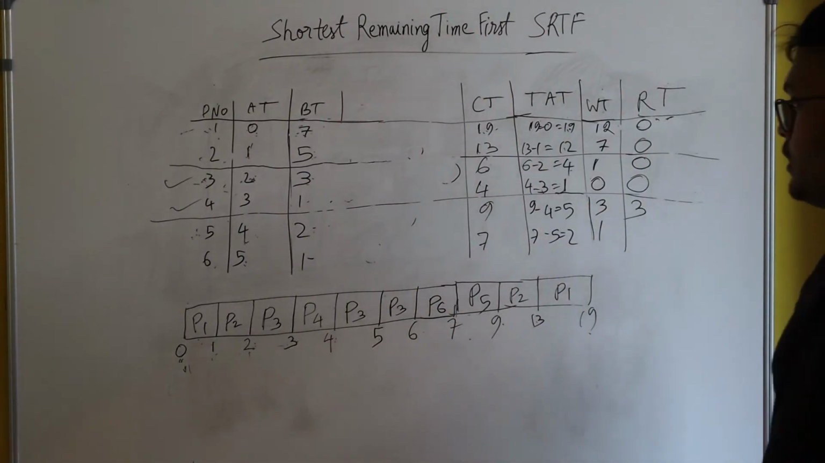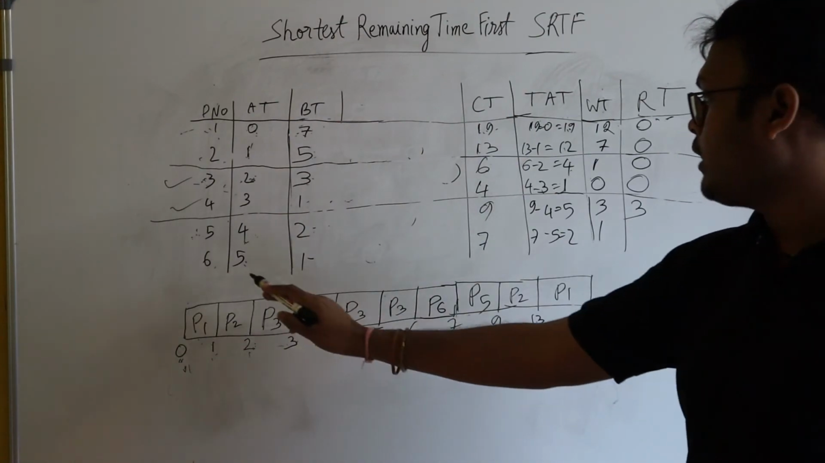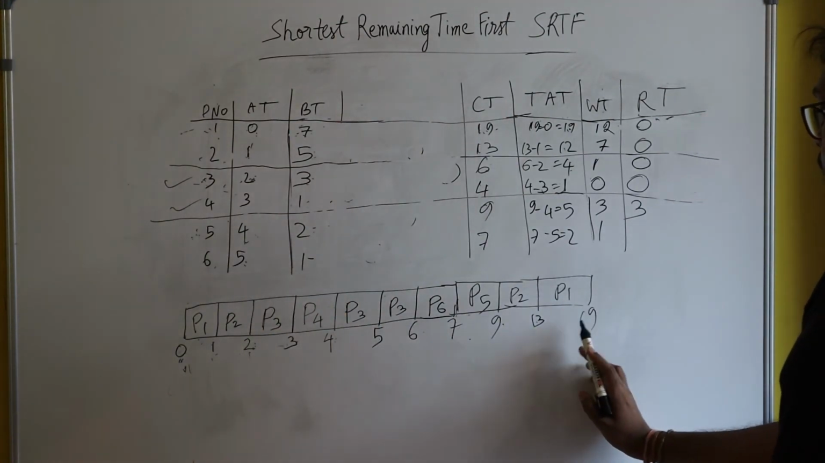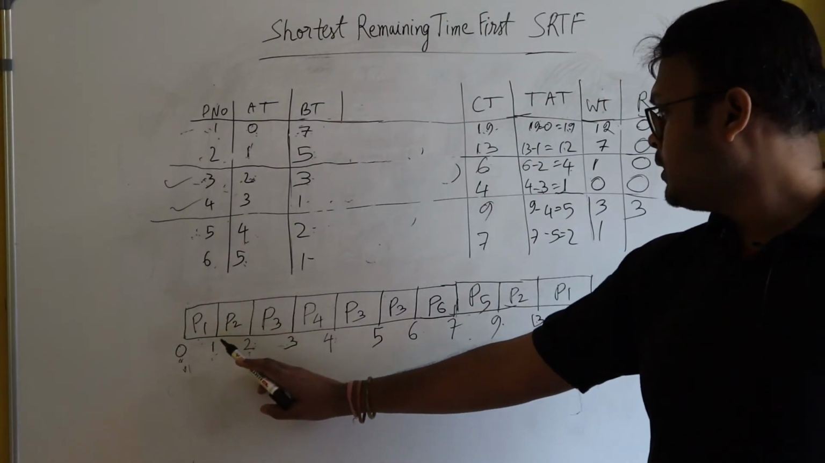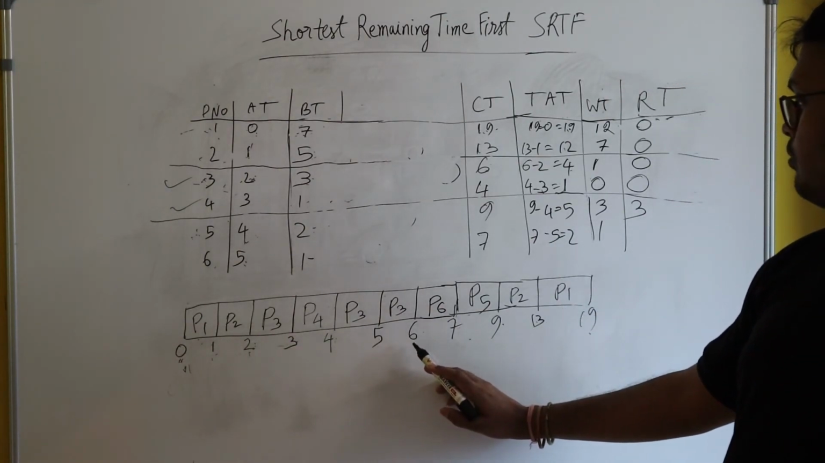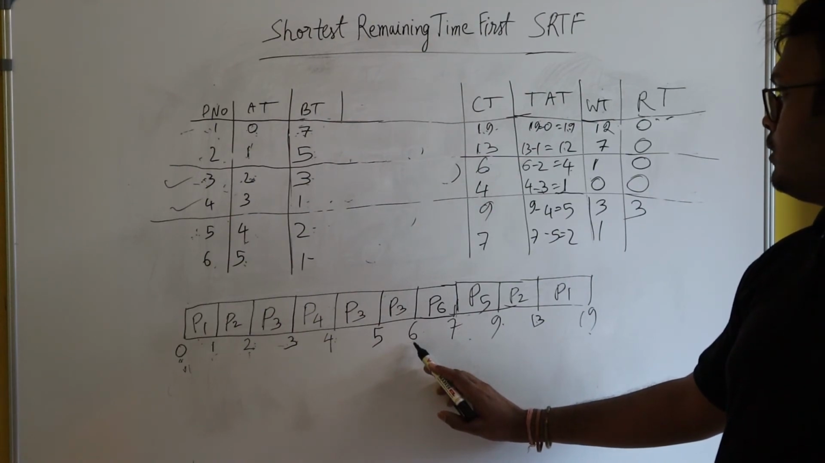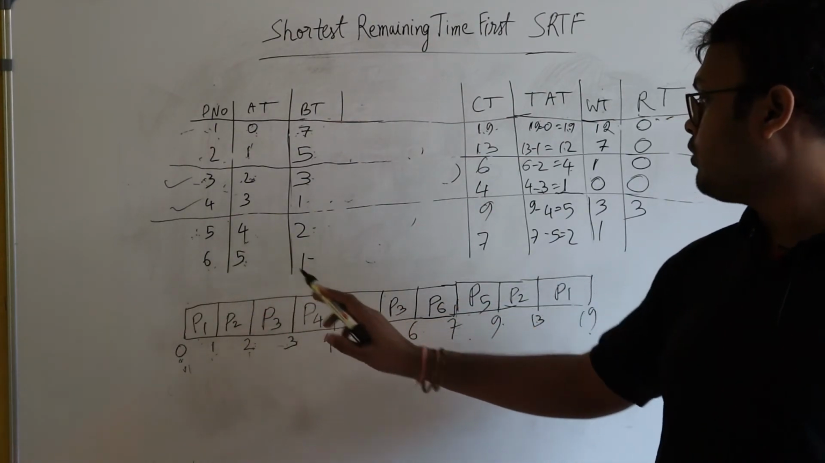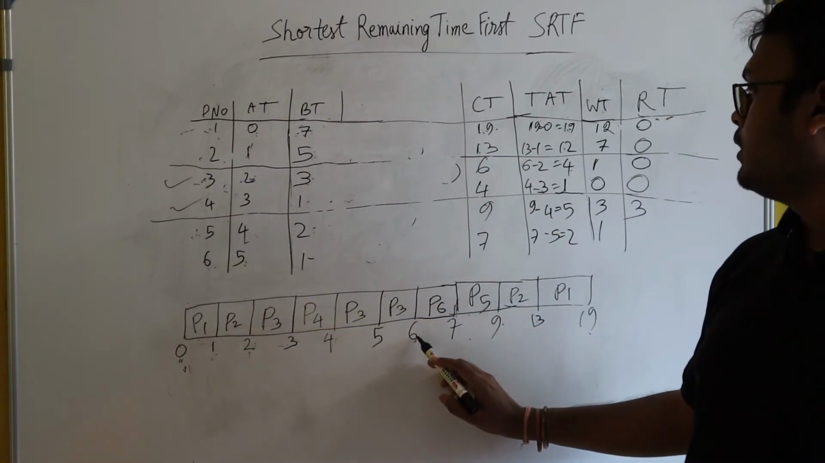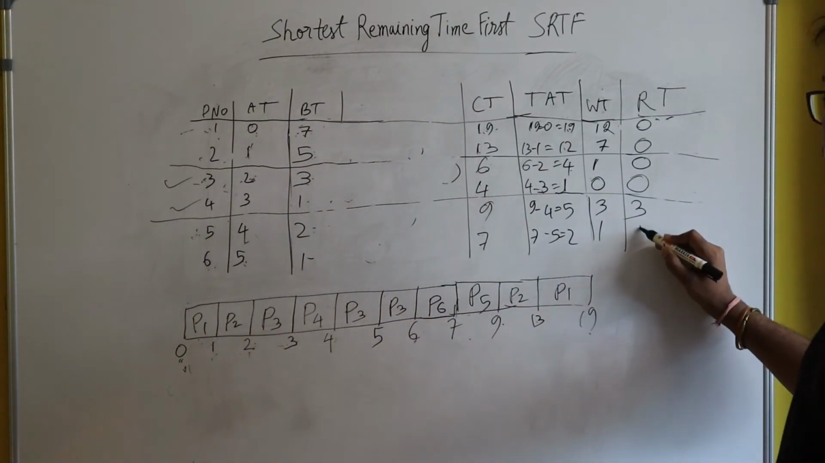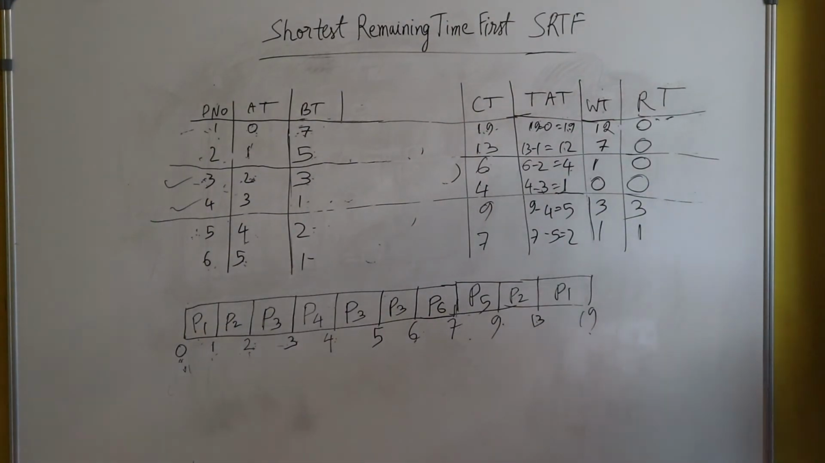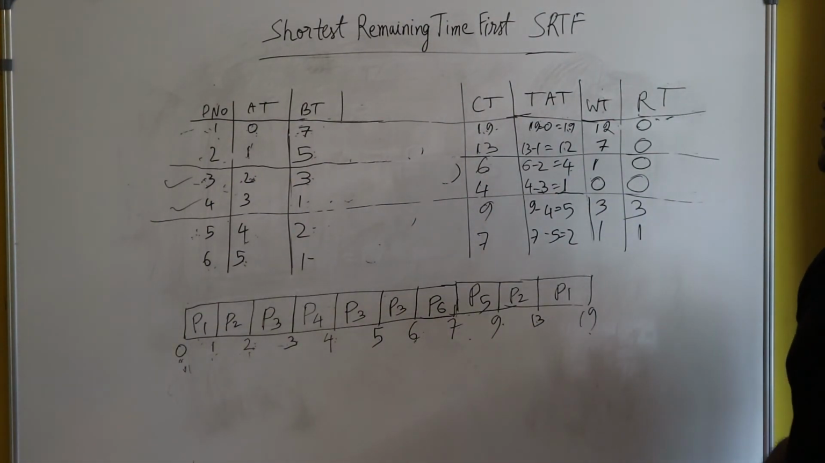And what is the response time of P6? P6 arrived at t is equal to 5 but got scheduled at t is equal to 6. So what is the response time of P6? 6 minus 5 is equal to 1. So it's all about response time. Now you are getting what is the meaning of response time.